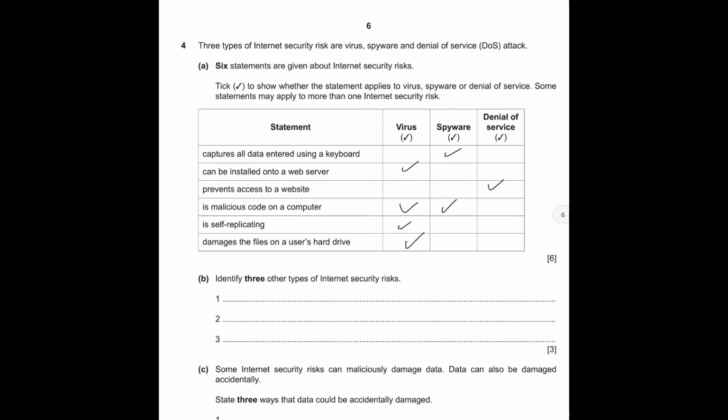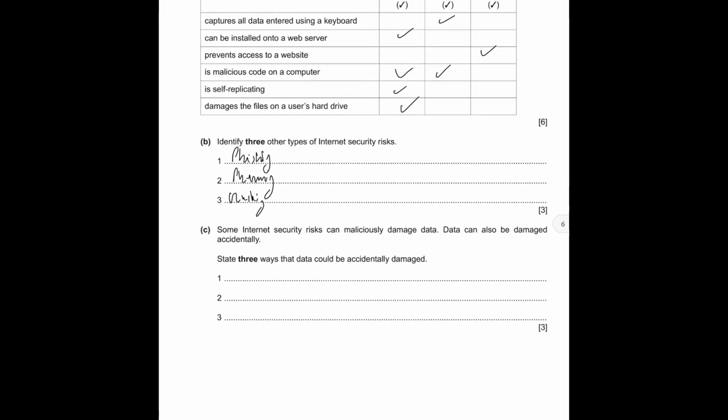Name 3 other types of internet security risks. There are 3 types, which are known as phishing, pharming, and hacking. These are the things that you need to remember and learn, okay? So phishing, pharming, and hacking as well. Next part, I'm just going to do it again.